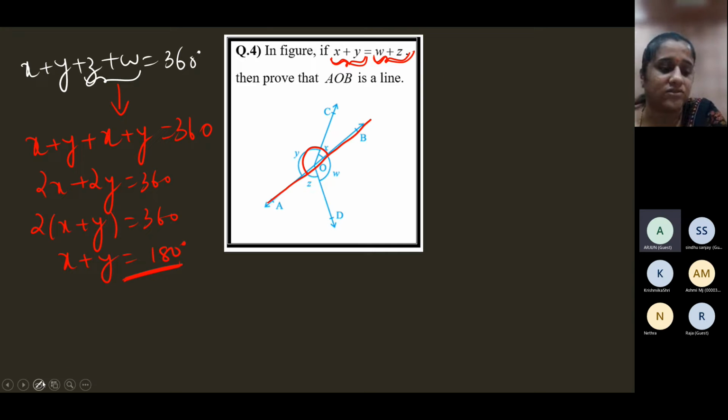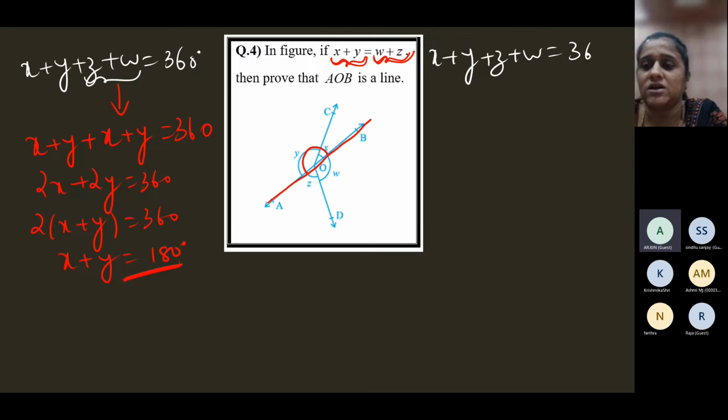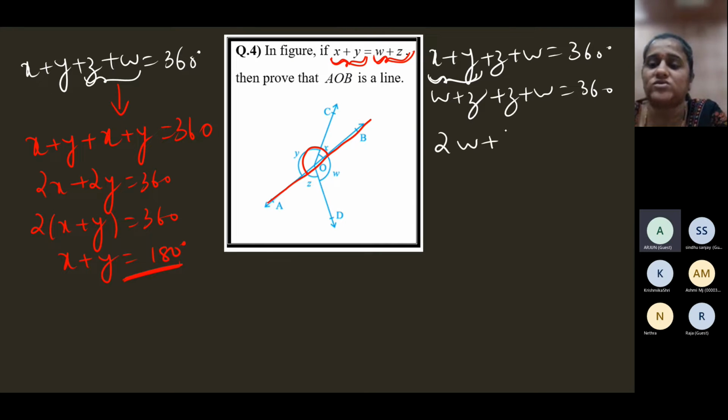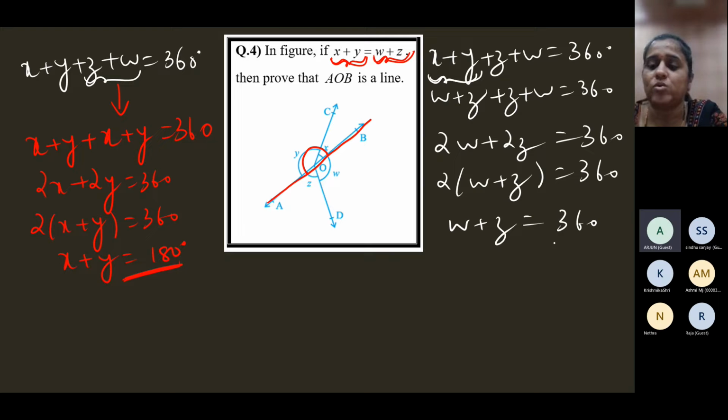You can also work it like this. x plus y plus z plus w is equal to 360. Now we know that x plus y is equal to w plus z. So instead of x plus y, we'll say w plus z, and this one we'll write as it is, plus z plus w is equal to 360. So 2w plus 2z is equal to 360. 2 is common. w plus z is equal to 360 by 2, which is 180. w plus z is equal to 180.